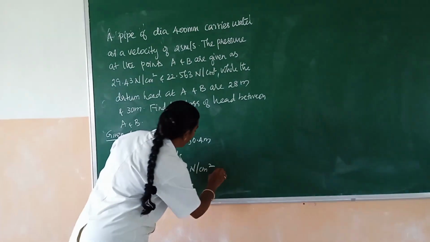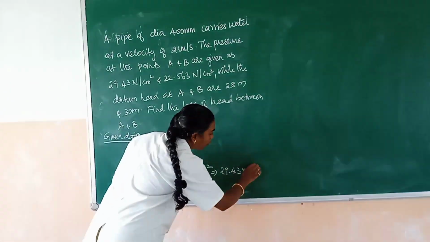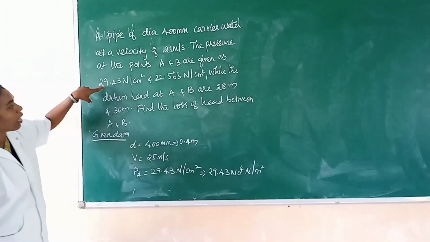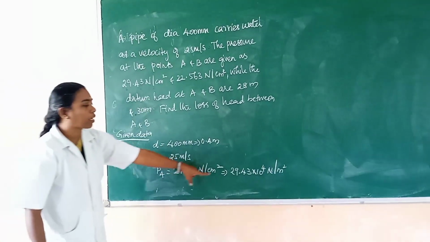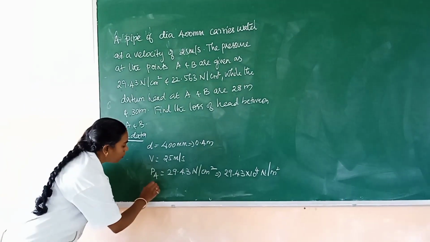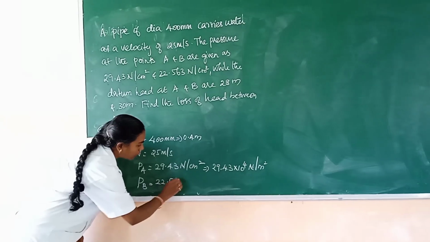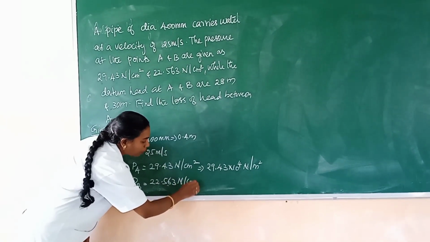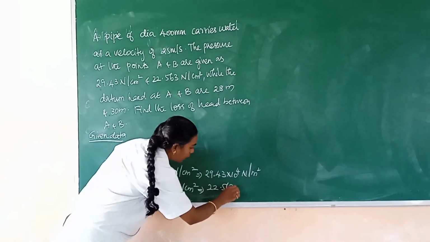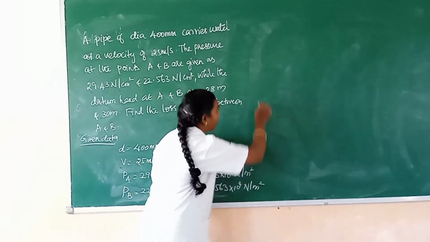So we can convert it into meter: 29.43 into 10 to the power of 4 Newton per meter square. Pressure at A is 29.43 Newton per centimeter square converted into Newton per meter square. The same way PB is also given. PB is equal to 22.563 Newton per centimeter square. Okay, so 22.563 into 10 to the power of 4 Newton per meter square.